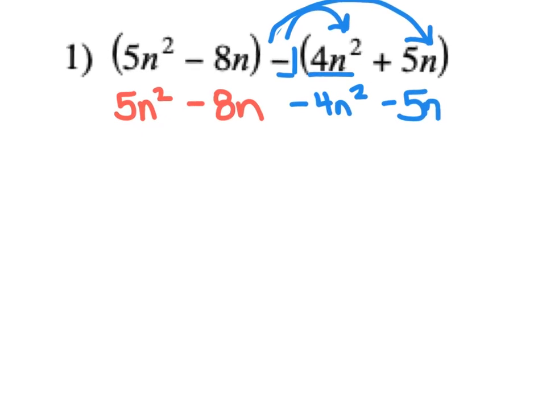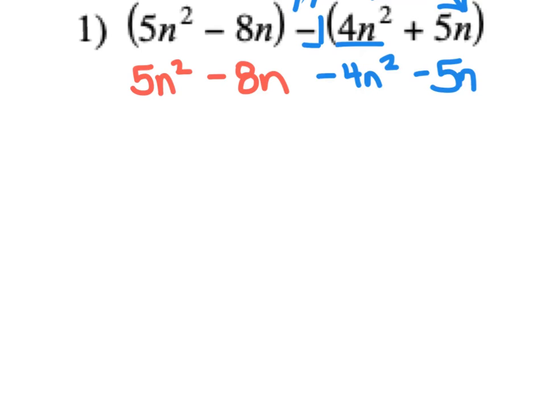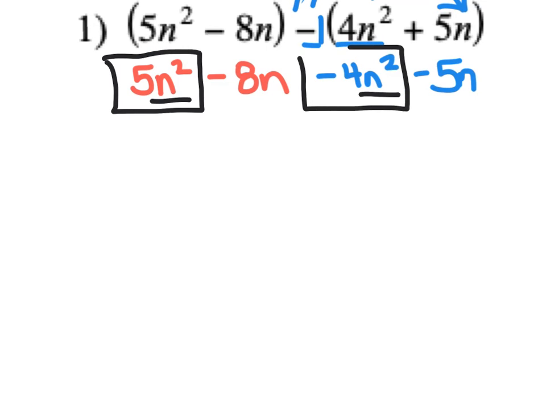Now that I've gotten rid of my parentheses, I can combine my like terms. The number in front of my variables does not matter. What matters is that I have the same variable and exponent. And we always start with the exponent that's highest. So here I have n squared, and then I also have an n squared. So these are like terms, 5n squared and negative 4n squared. I'm going to add those together. 5 plus negative 4 equals 1n squared, or that's the same as just n squared.